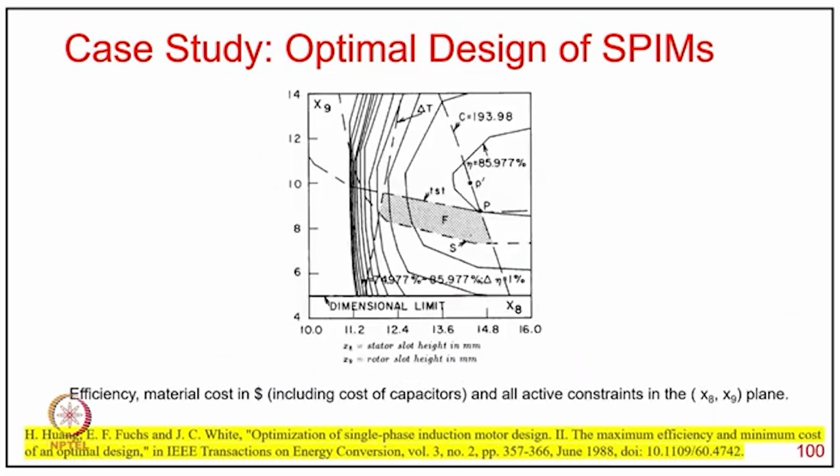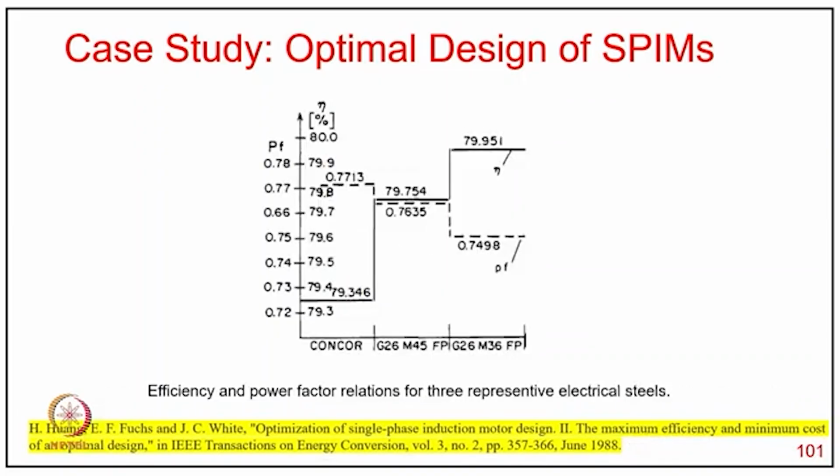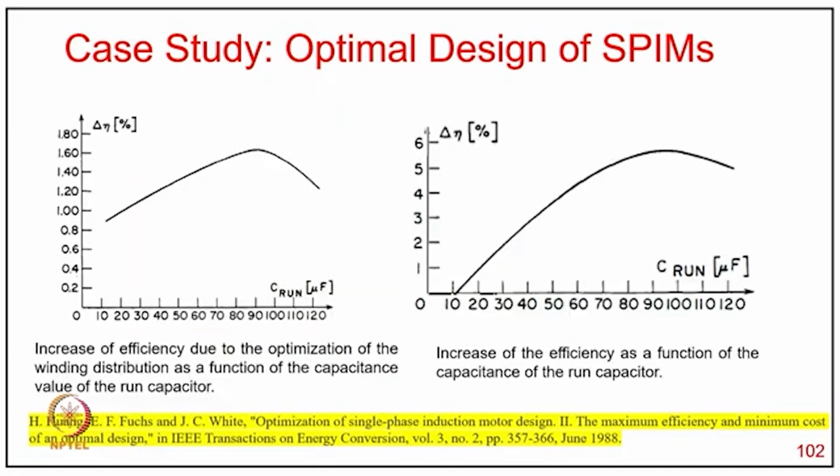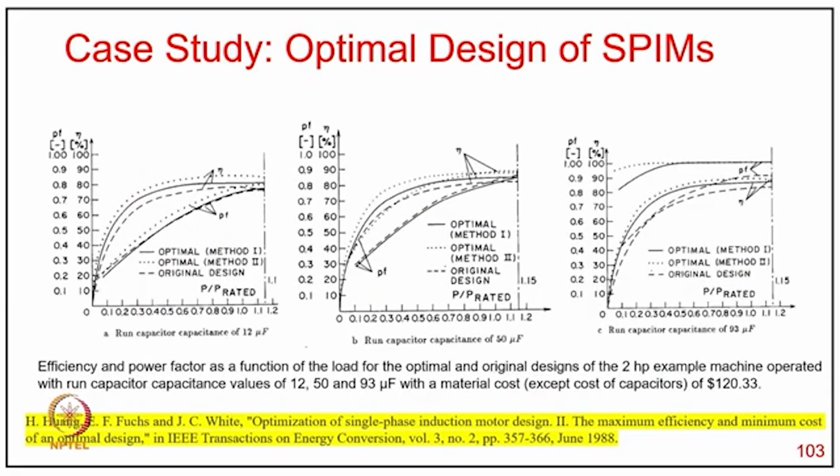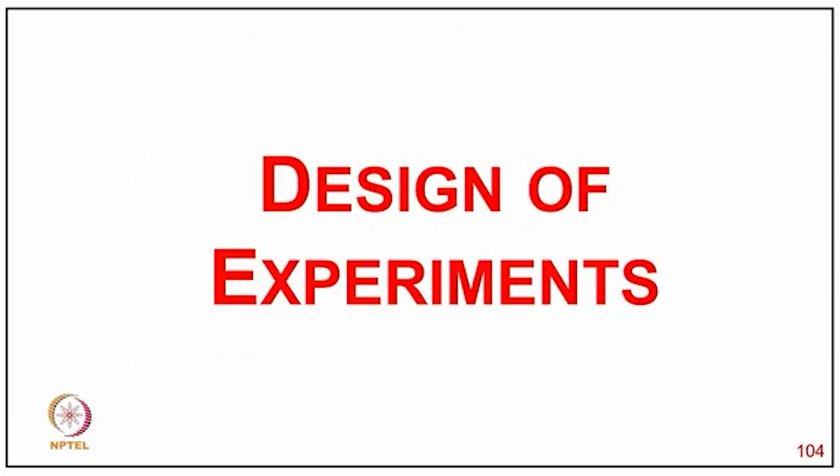From this reference: efficiency, material cost, and other constraints in the plane. Then the efficiency and power factor relation for three represented electrical steels. Then the increase in efficiency due to the optimization of the winding distribution as a function of capacitance and value of the run capacitor. Then the efficiency and power factor as a function of load for the optimal and original design of a 2 horsepower machine rated with run capacitor values of 12, 50 and 93 microfarad, with their material cost except the capacitor as $120. So this is about a typical example case.